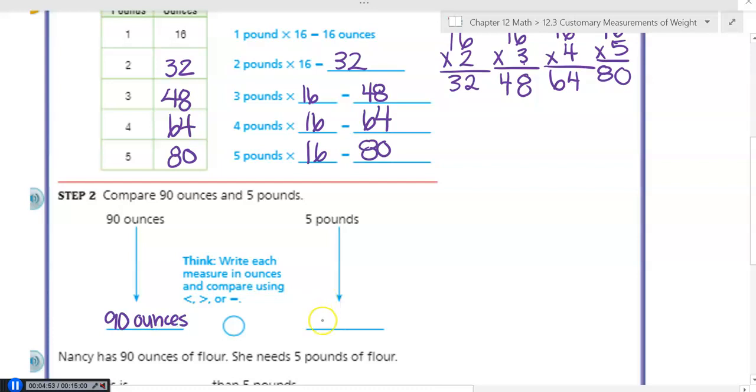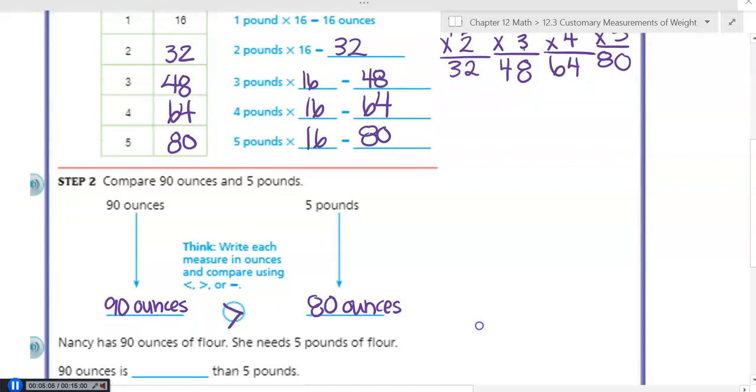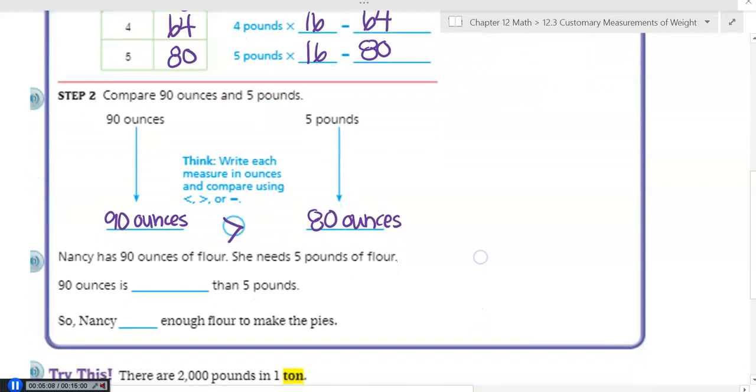5 pounds, however, written in ounces is 80 ounces. And I'm looking at those two. Now they have the same units, 90 and 80. 90 is definitely greater than 80. So she has 90 ounces of flour.